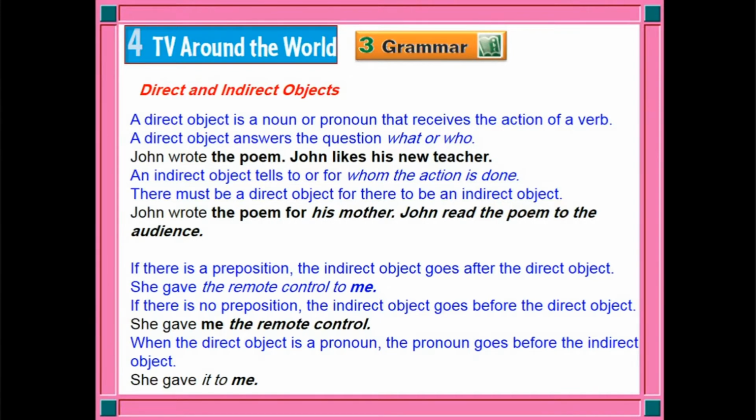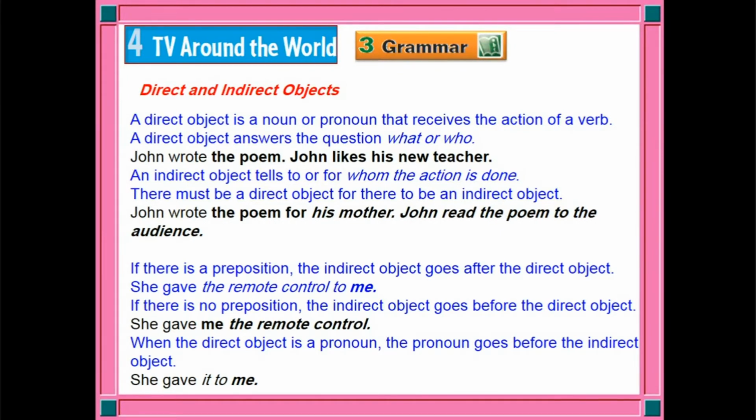For example, John wrote the poem for his mother. We use the preposition for. Then we use his mother اللي هو يا شباب. The poem is the direct object. His mother is an indirect object. John wrote the poem to the audience.